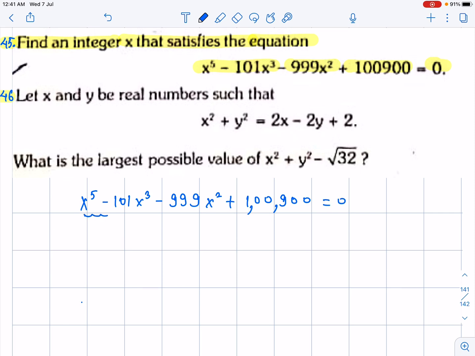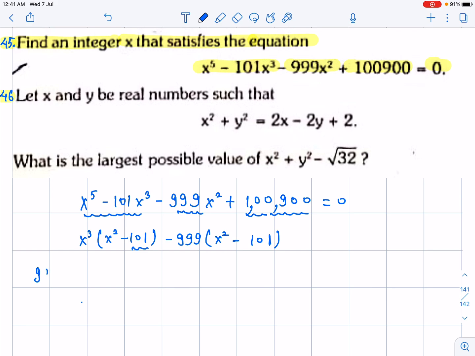So guys, what can I get as a common factor over here? X cube can come out as common, so x square minus 101 will be remaining. Now what can I get as a common over here? I may get minus 999 as a common over here. So x square minus what will be remaining? Let's see if 101 is only coming or not. So minus 101 I will write. Now let's multiply and check whether we are getting this 1,000,900 or not.